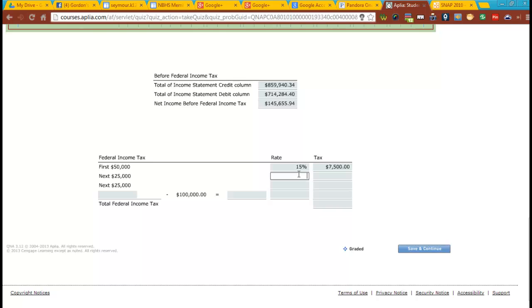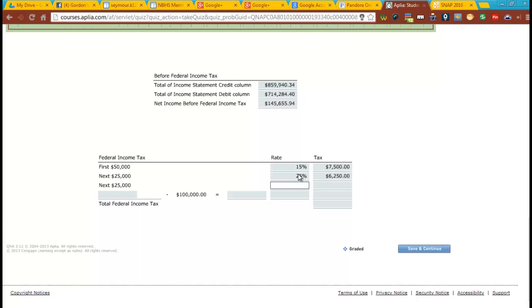I am filling this out right at where you need to be on your worksheet, so if you're not caught up to me, make sure you get here. Now, the next 25,000, this will be given to you, but you need to know this, okay? The next 25,000 is going to be paid at 25%. So what do I need to multiply? 25,000 times 25%. And when I do that, I'm going to get 6,250.